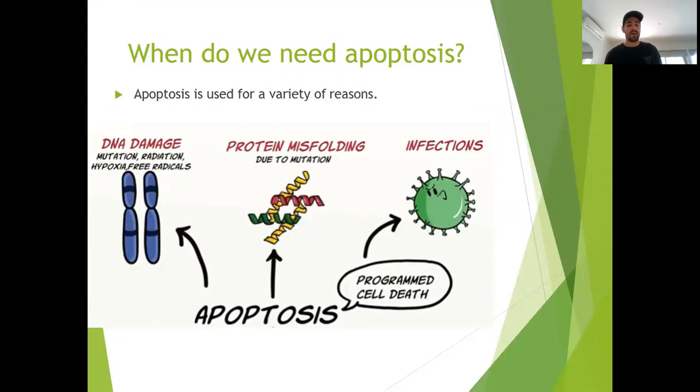So why do we need apoptosis? We use apoptosis for a variety of different reasons. So for example, if a cell is infected, we would use apoptosis to make sure that that cell was going to die and not pass on the infection. If we have proteins that are not folding correctly, if there's a mutation in that cell, we'd use apoptosis to destroy that cell. Or if there was some other damage to the DNA, for example, through radiation, we use apoptosis to control those cell numbers in a programmed way.